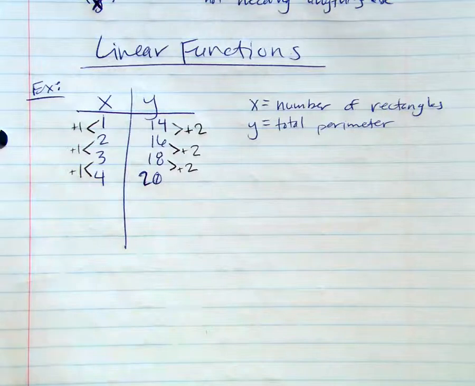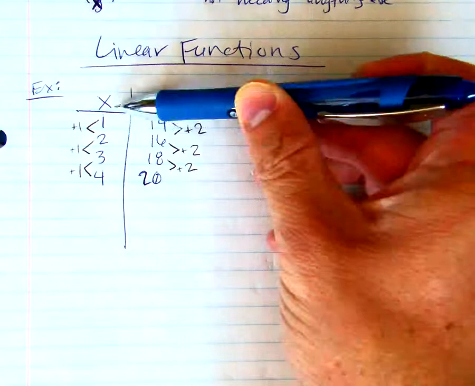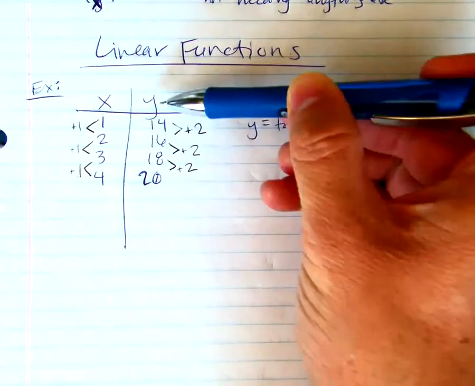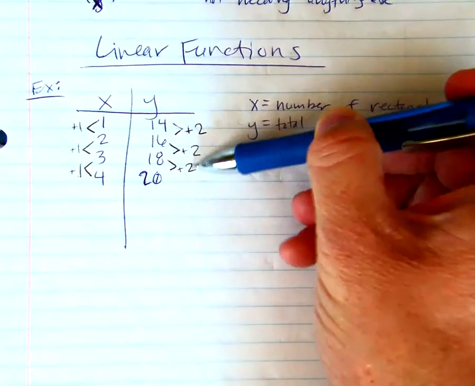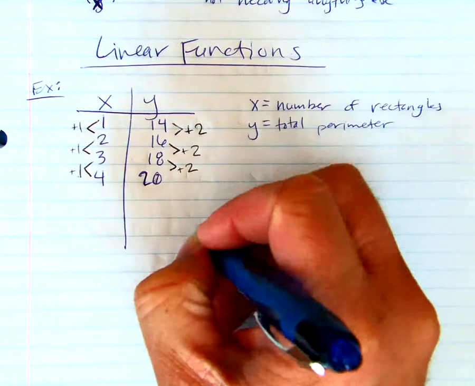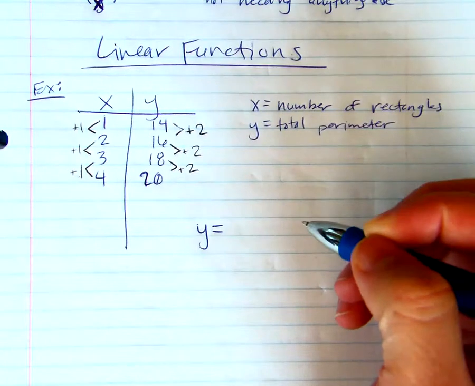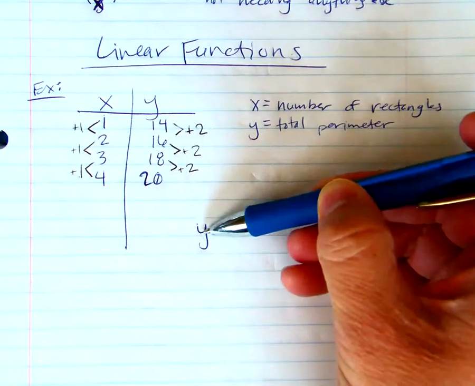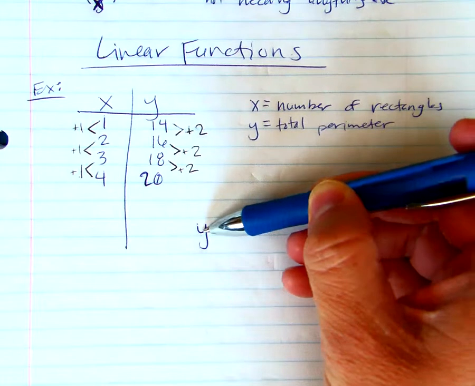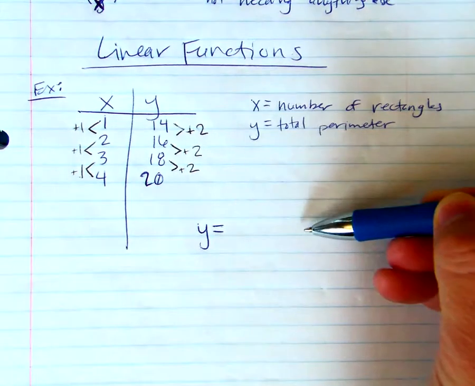If you're going to make an equation out of this, you have to consider both patterns. The independent variable x is going up by 1. The dependent variable y is going up by 2. When you make your equation for this, we're always going to start with y equals, because we are talking about how the dependent variable changes depending on what happens with the independent variable.